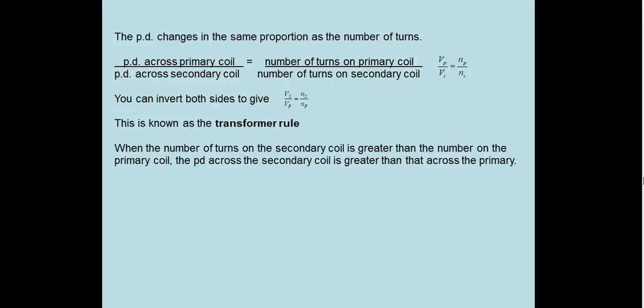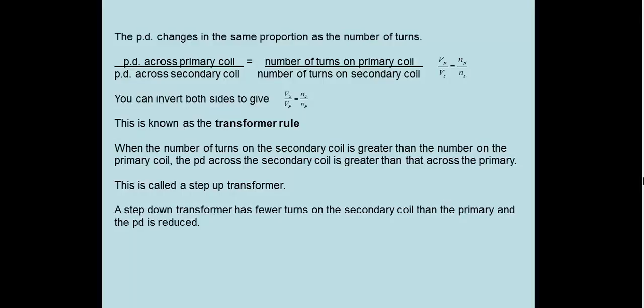When the number of turns on the secondary coil is greater than the number on the primary coil, the potential difference across the secondary coil is greater than that across the primary. If the number of turns doubles going from primary to secondary, the potential difference will double, and so on. This is called a step-up transformer if the number of turns increases and the potential difference increases. A step-down transformer has fewer turns on the secondary than the primary. This will reduce the potential difference.